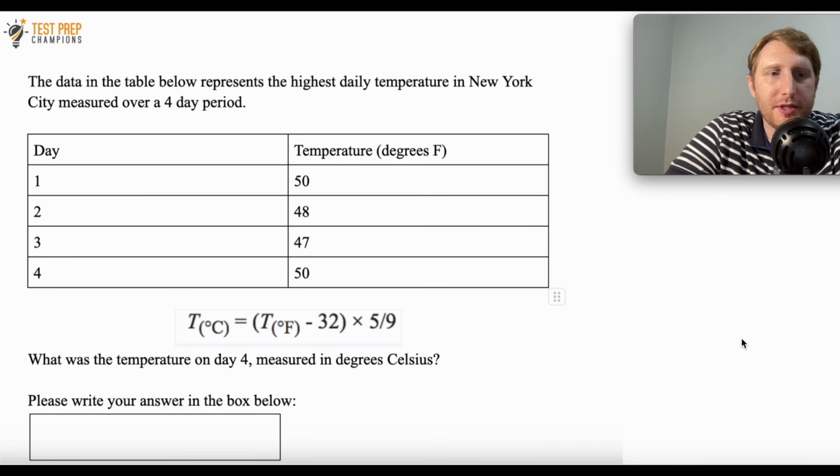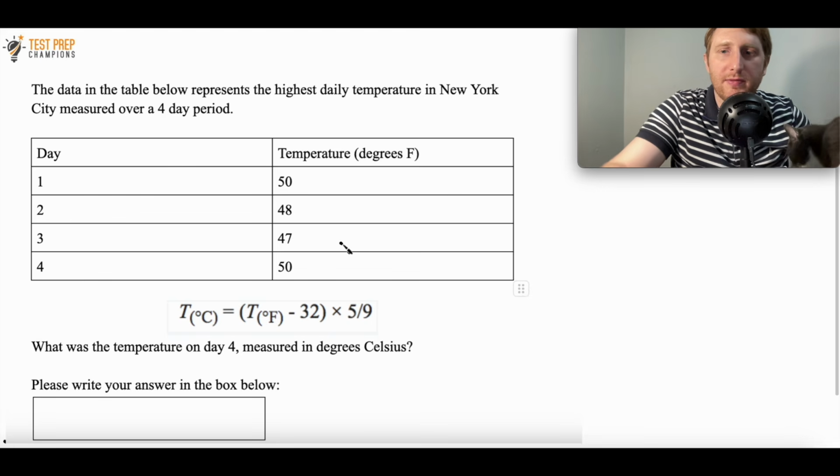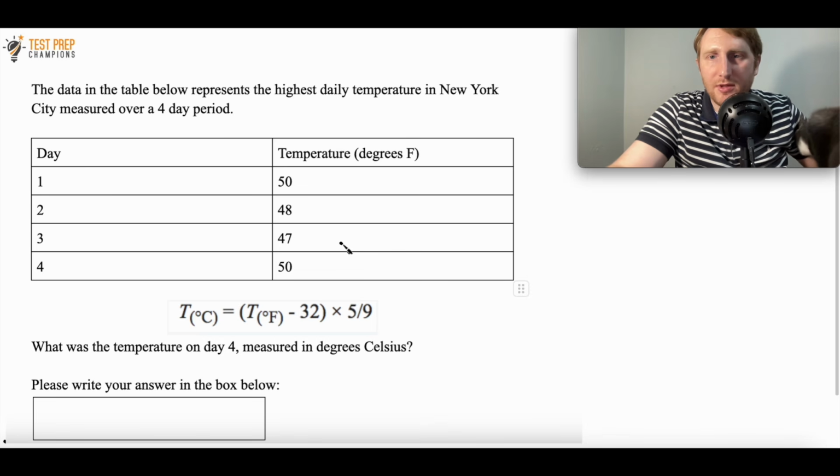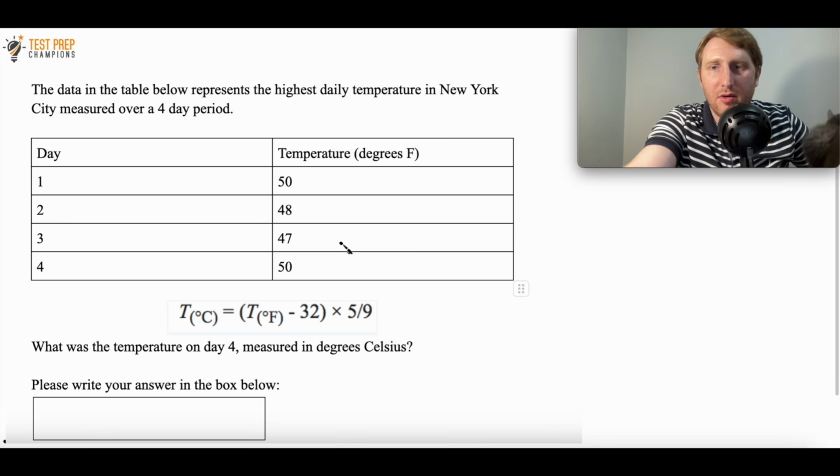So the next question says, the data in the table below represents the highest daily temperature in New York City measured over a 4-day period. What was the temperature on day 4 measured in degrees Celsius? So now's your chance, if you'd like to pause the video, give this one a shot, take all the time you need, and whenever you're ready, just unpause the video and we'll talk about it.